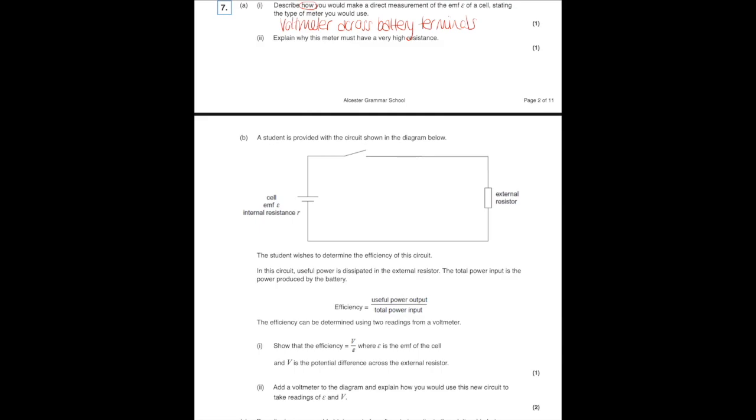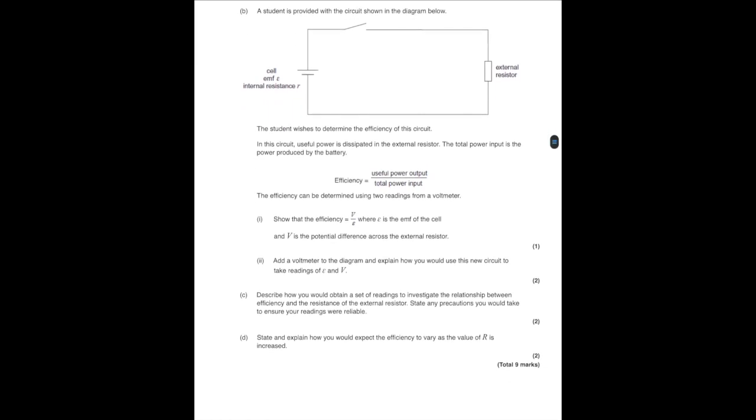Explain why this meter must have a very high resistance. Well, all voltmeters should have a high resistance, and the reason that they do that is because we don't want any current to travel through the branch, effectively through that voltmeter. So what we don't want is for it to draw any current, because as soon as we draw current from our supply, then our EMF gets reduced, as hopefully you remember from chapter 2. So we wanted a meter with very high resistance so that no current gets drawn.